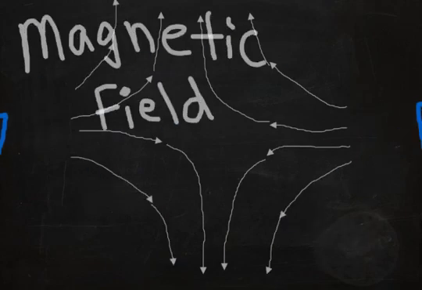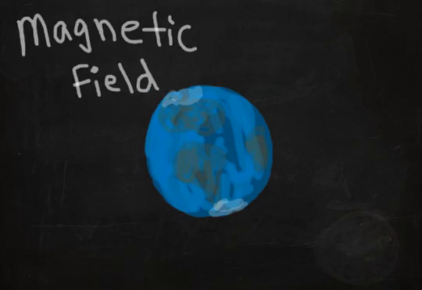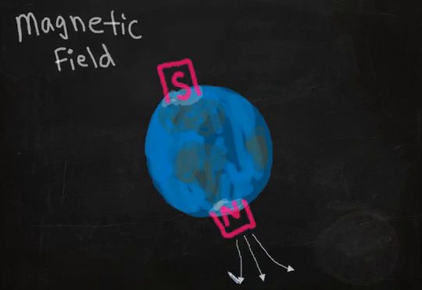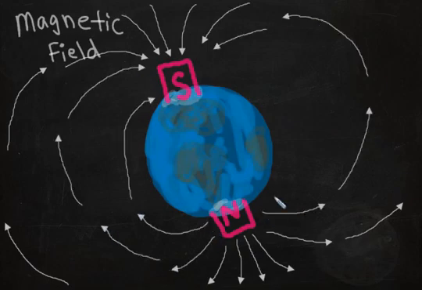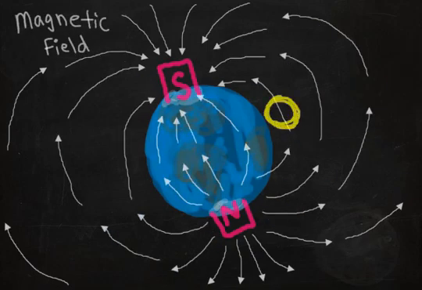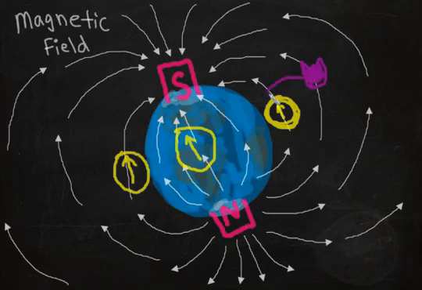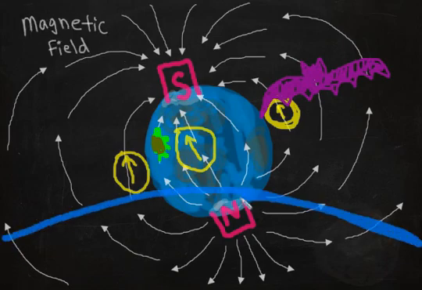Yes, magnetism is the second type of field force. The Earth also happens to have a magnetic field around it. This magnetic field is what causes compasses to point north. Some animals, such as bats and sea turtles, use the Earth's magnetic field to help them navigate.